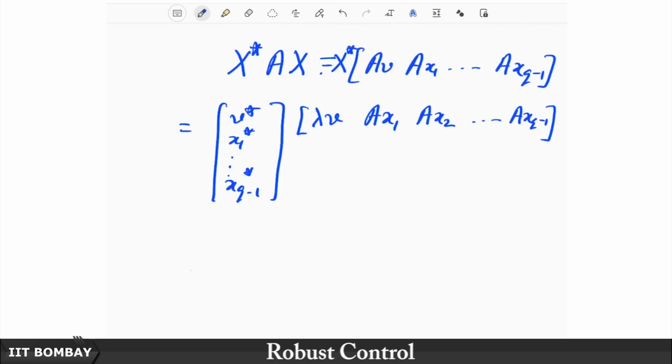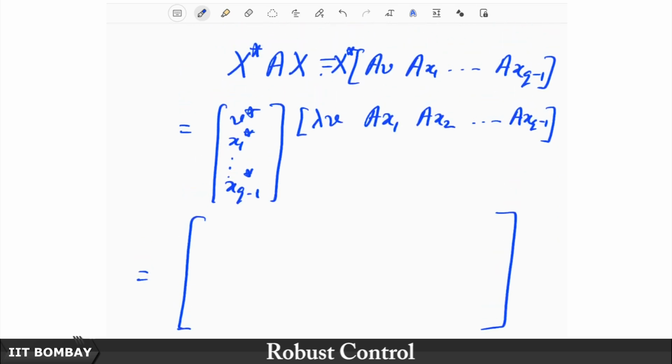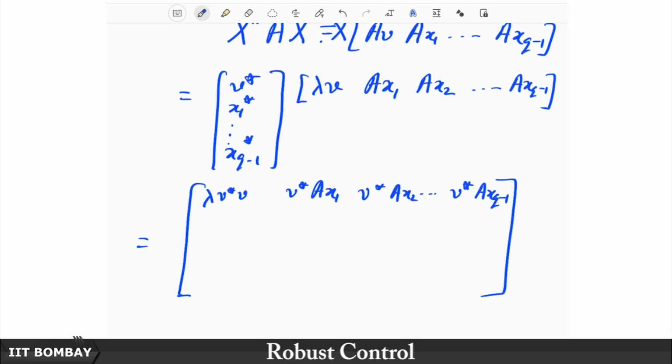Now, if I were to open it up and write the entire thing, it might look a little nasty, but do bear with me. So, I am going to write this down in a very simplified fashion. This is going to be lambda V star V, this is going to be V star Ax1, V star Ax2, dot dot dot till V star Ax(q minus 1). Apparently nothing special about it, but what happens from this step onwards? When this gets multiplied with this, well, this lambda is just a scalar.